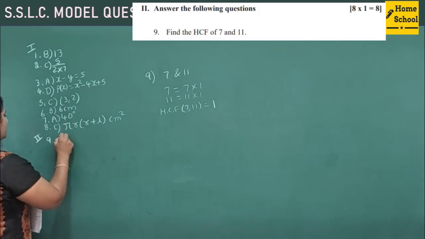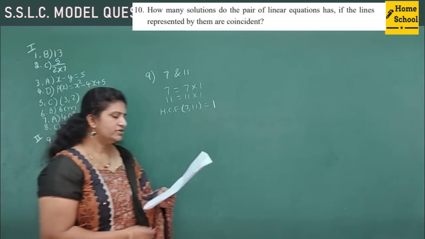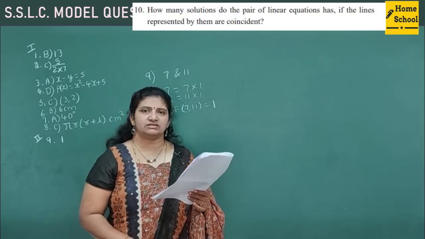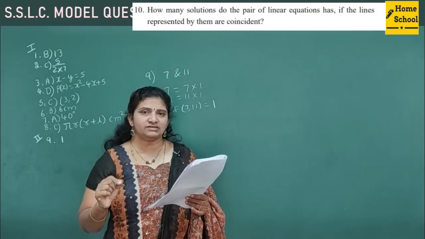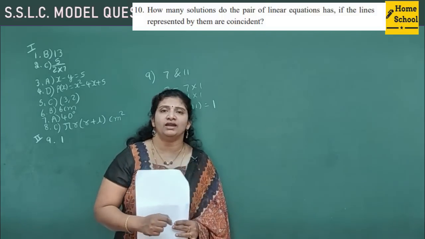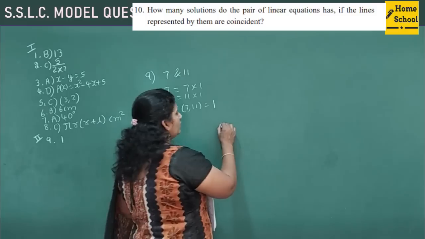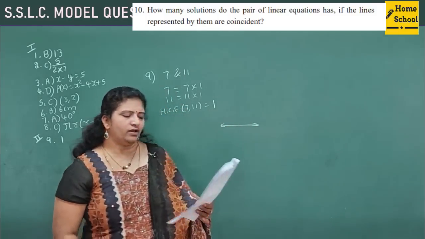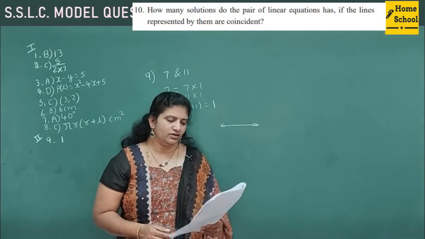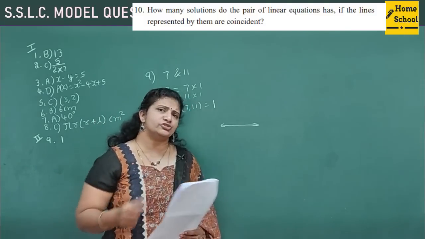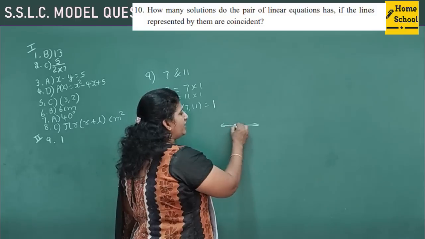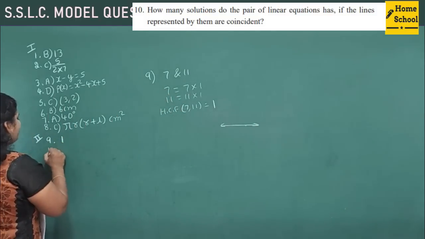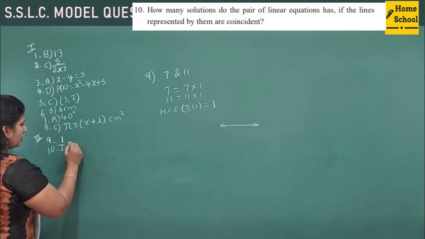Okay. Answer is 1. 10th one. How many solutions do the pair of linear equations have if the lines represented by them are coincident? Coincident means, see, the two lines are overlapping one above the other. Your question, how many solutions do they have? See, every point is a solution. That means you will be having infinitely many solutions.